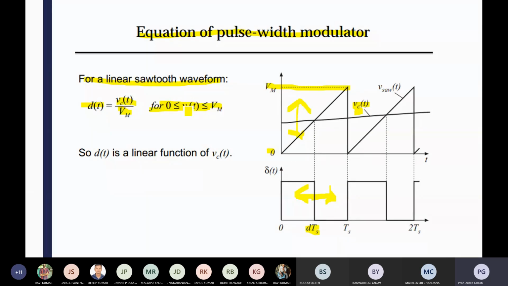So the range for Vc is 0 to Vm. It is 0, and the maximum is Vm. Okay, 0 is less than or equal to Vc, which is less than or equal to Vm. So dt is a linear function of Vc. I think you are able to understand.